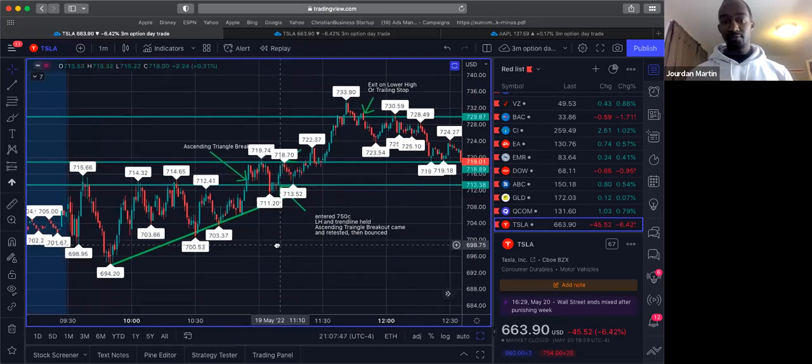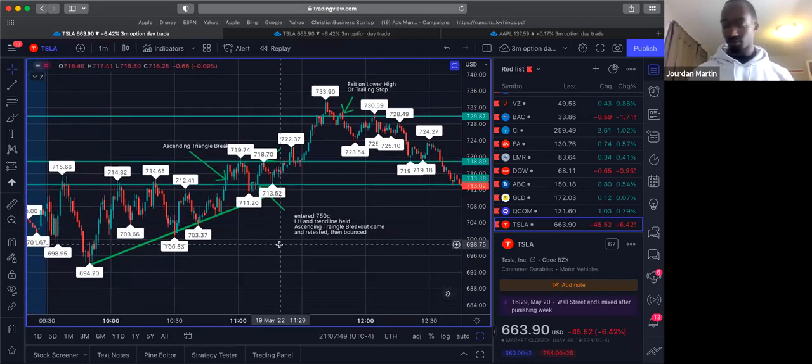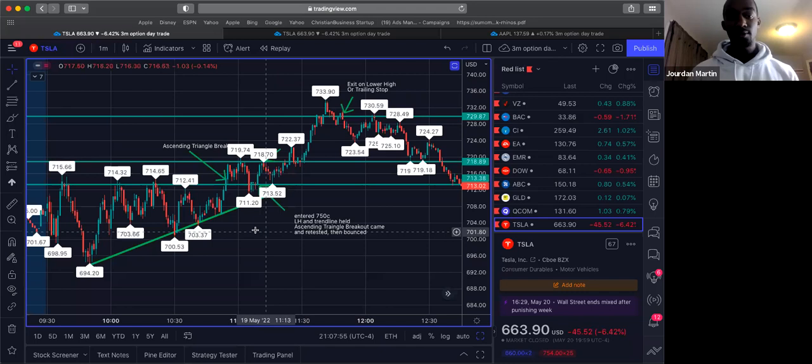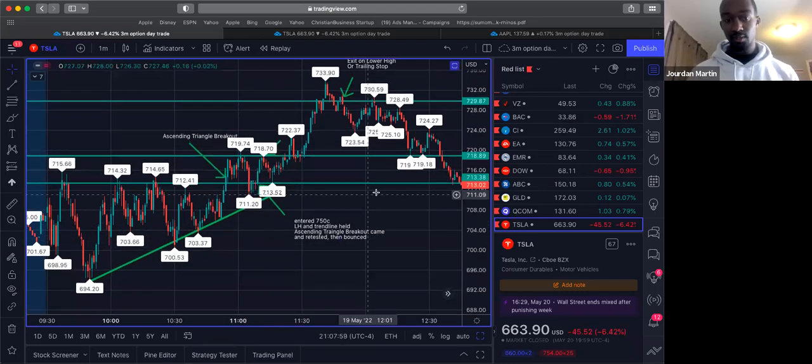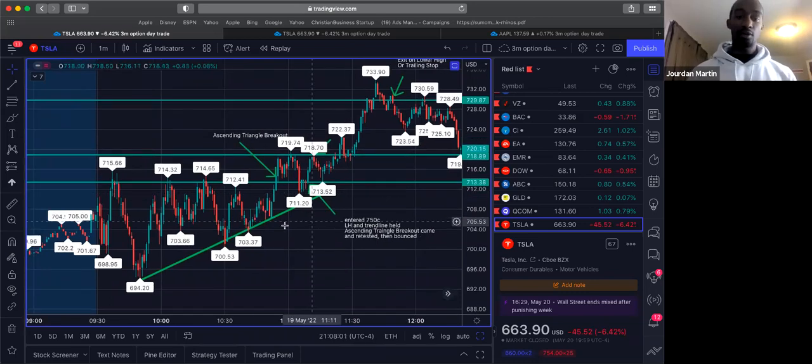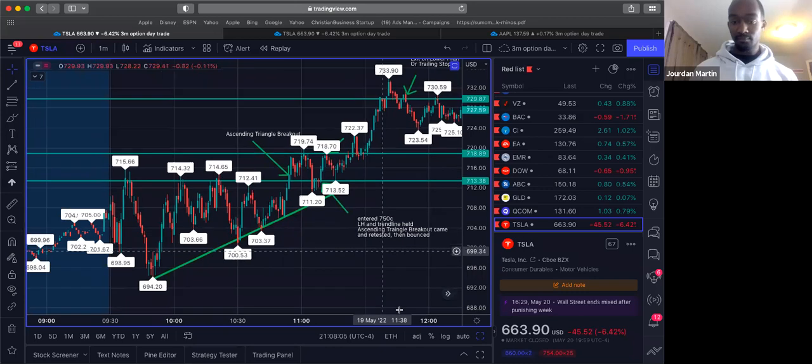So with Tesla, this was a trade from yesterday. We traded Tesla calls yesterday, Tesla puts today. Made a good move both times. So trading on the 1 minute, right? I'm just gonna go ahead and hop into it. We have an ascending triangle pattern, okay?